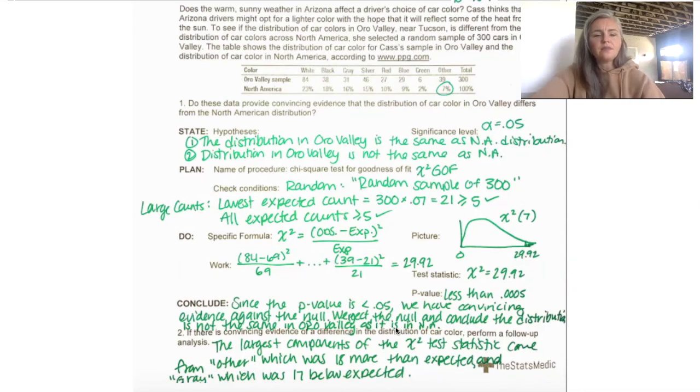Number 2 says, if there is convincing evidence of a difference in the distribution of car color, perform a follow-up analysis. It says the largest components of the chi-square test statistic come from other, which was 18 more than expected, and gray, which was 17 below expected. So then it's just, hey, look at this. I did this earlier with the dice problem where I said, I expect that it's heavy on number 2, right? Once you say, I don't think it's right, then go back and look at observed versus expected and say, here's where I think it's off.